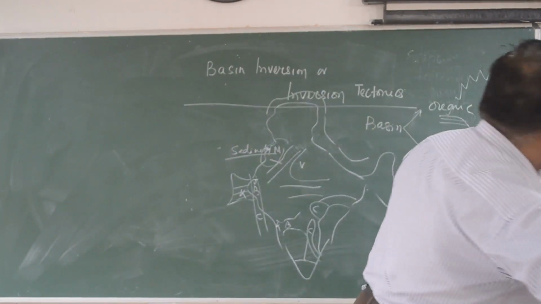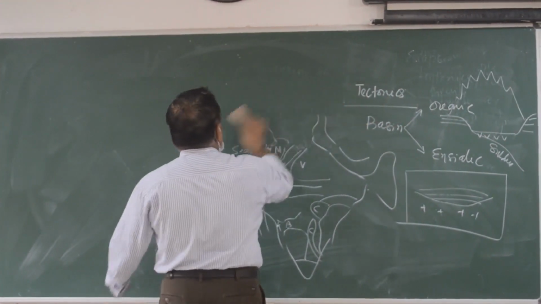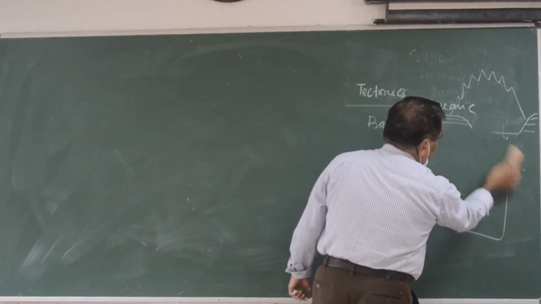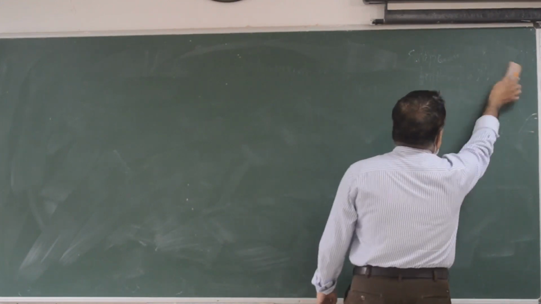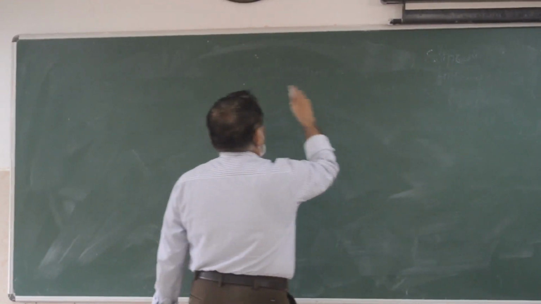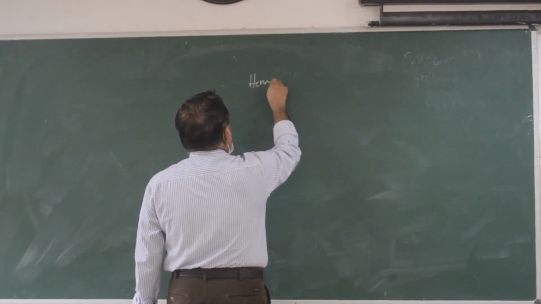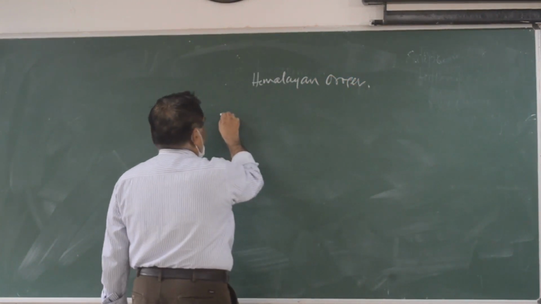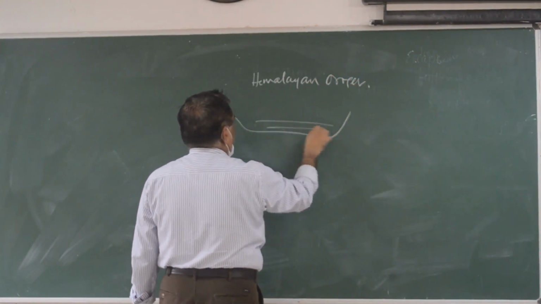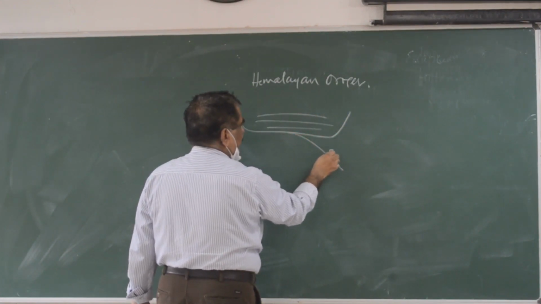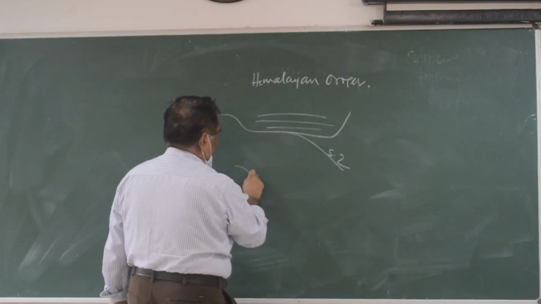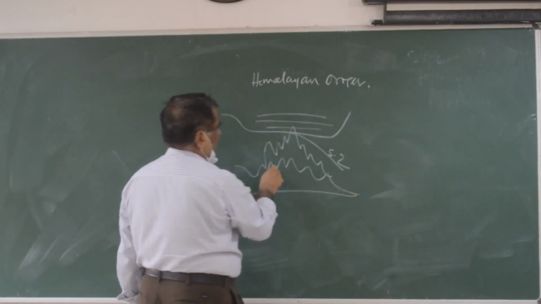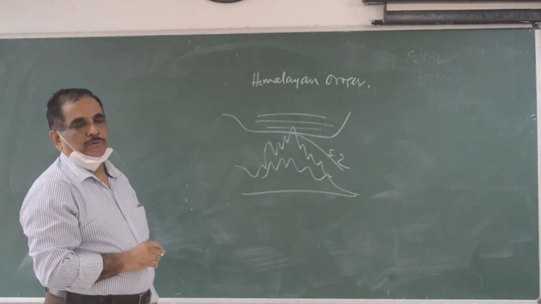Now you see, suppose the Himalayan mountain. What happened to the Himalayan orogen? The sediments were there, and subduction happened, so all these things were crumpled, forming this orogen or mountain.